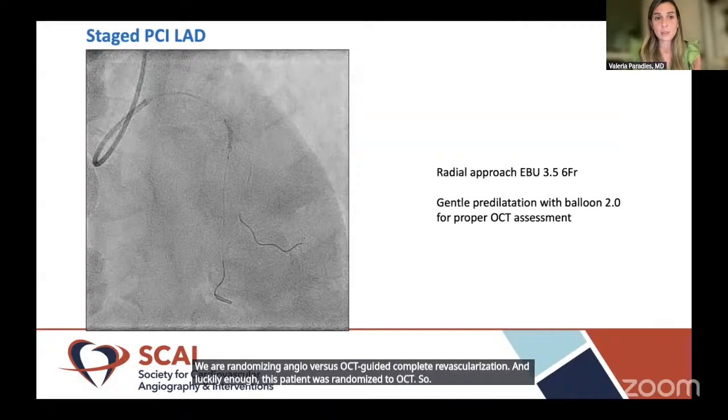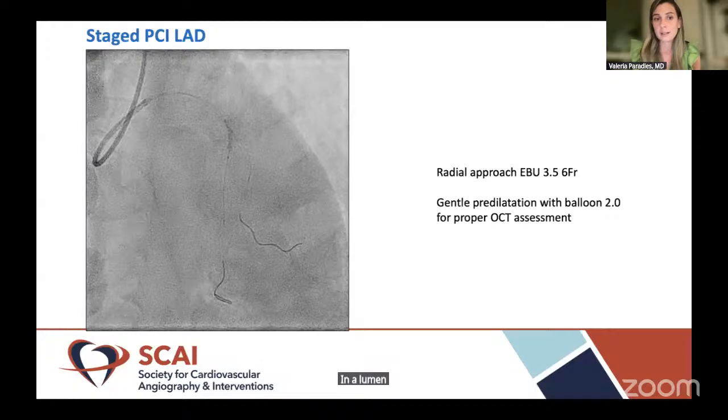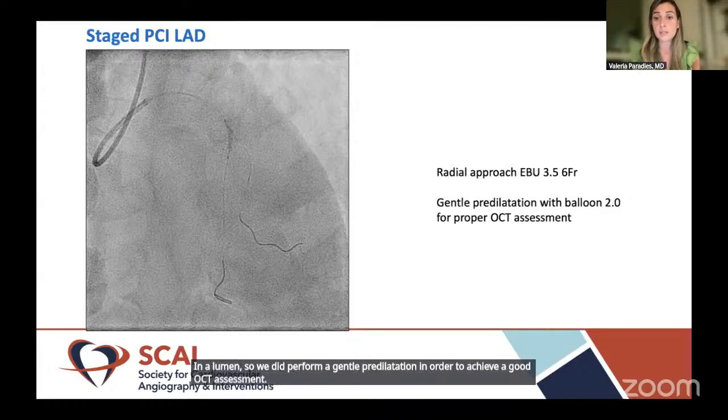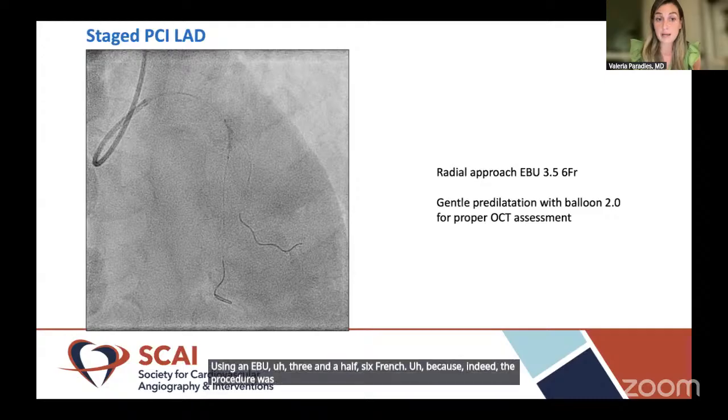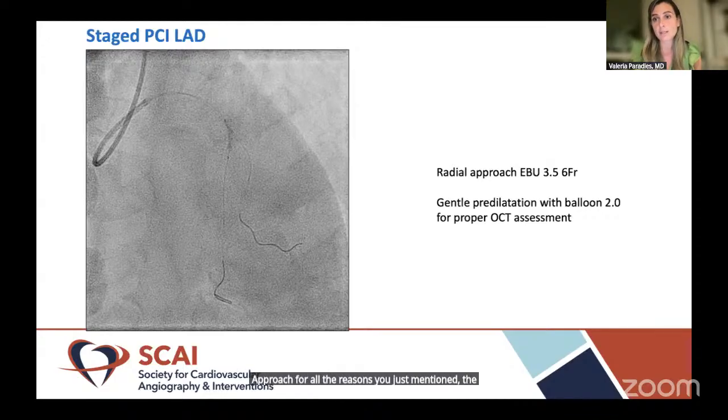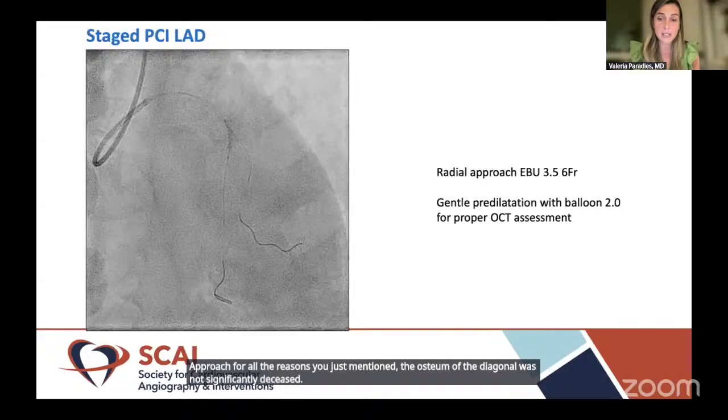As you can see here, before performing the OCT, of course, you need to have some inner lumen. So we performed a gentle predilatation in order to achieve good OCT assessment and good quality images. And in this case we went for the staged procedure from a radial approach using an EBU 3.5, 6 French, because the procedure was planned to be a stepwise layered approach, for all the reasons you just mentioned. The ostium of the diagonal was not significantly diseased, at least based on the angio. And with these calibers, a 6 French catheter would have done the job.